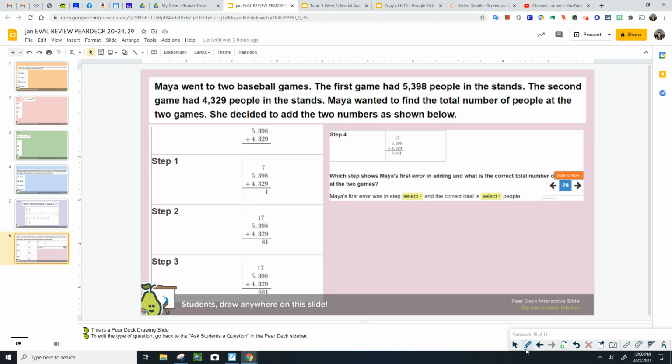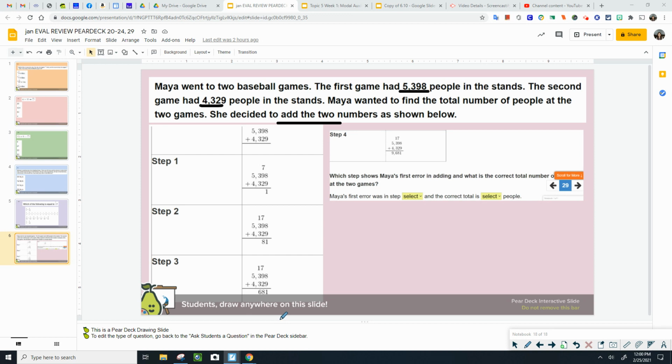All right, and then our last problem that we're going to go over. This one is a tricky one if you don't know what to do. So hopefully after we go over this, you'll know what to do. Maya went to 2 baseball games. The first game had this many people. The second had this many people. Maya wanted to find the total number of people. She decided to add the two, and it shows you what she's doing.